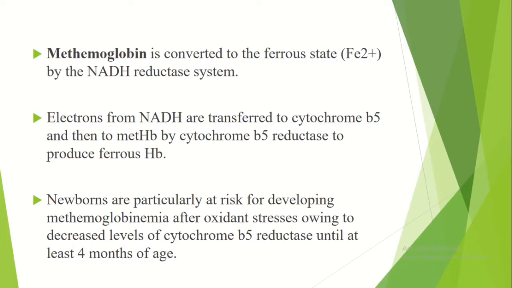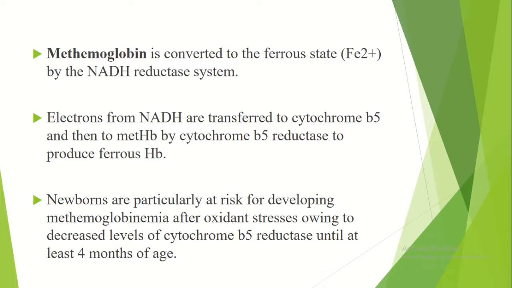Methemoglobin is normally generated inside our bodies in very low concentrations, and it is converted back to the ferrous Fe+2 state by the NADH reductase system. Electrons from the NADH are transferred to cytochrome B5, and these electrons will be transferred to methemoglobin by an enzyme called cytochrome B5 reductase, and this transfer of electrons is going to reduce the methemoglobin into the ferrous Fe+2 hemoglobin.